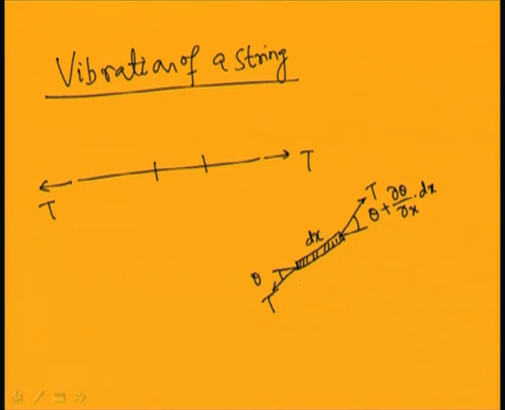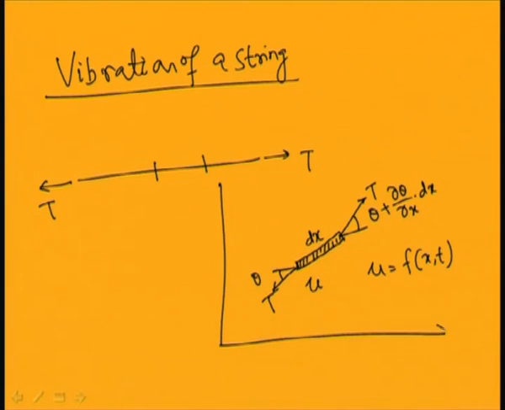In this case, let u be the deflection at this end. This deflection is a function of x and t. To apply Newton's second law of motion to find the equation of motion, I can equate the forces. Let me take the coordinate system like this: this is the x coordinate, this is the y coordinate.